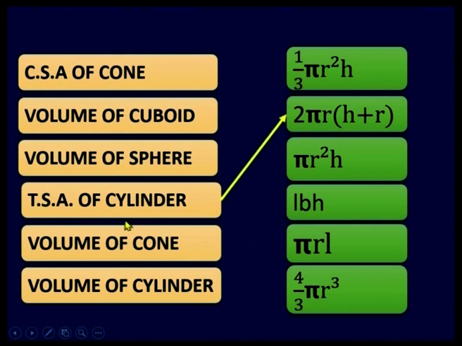Now, what is the total surface area of cylinder, children? Yes, 2 pi r into h plus r is the total surface area of cylinder. Now, children, the volume of cone. Yes, once again you are correct, that is 1 by 3 pi r square h. And the same way, identify the volume of cylinder. Yes, volume of cylinder formula is pi r square h.